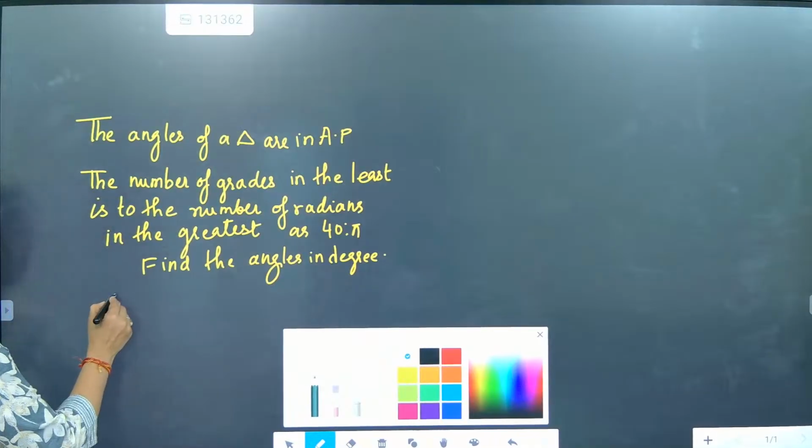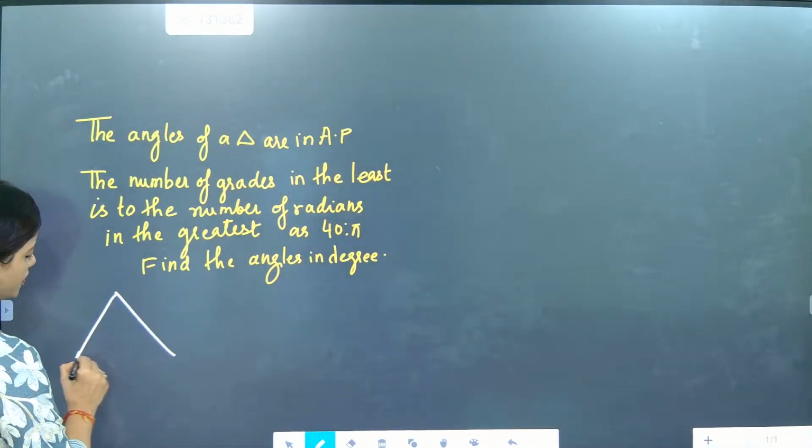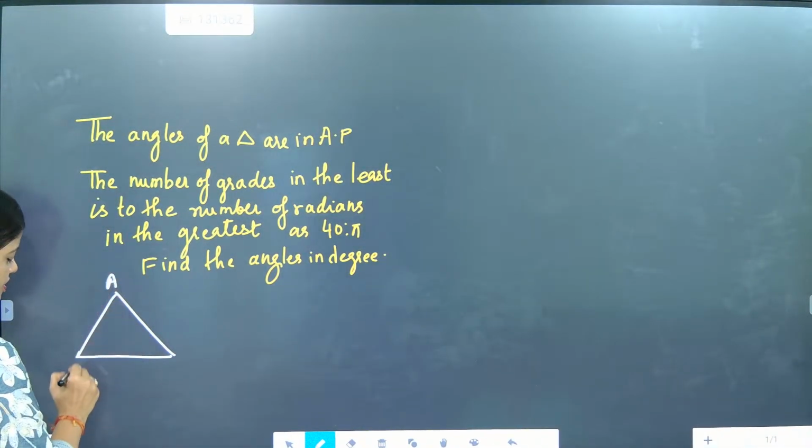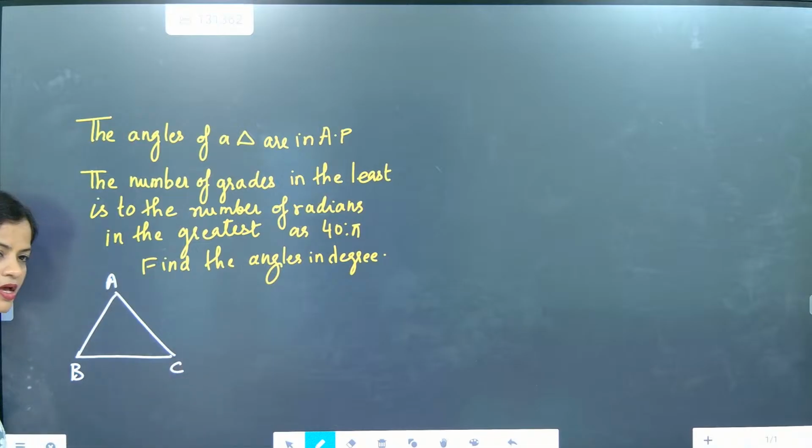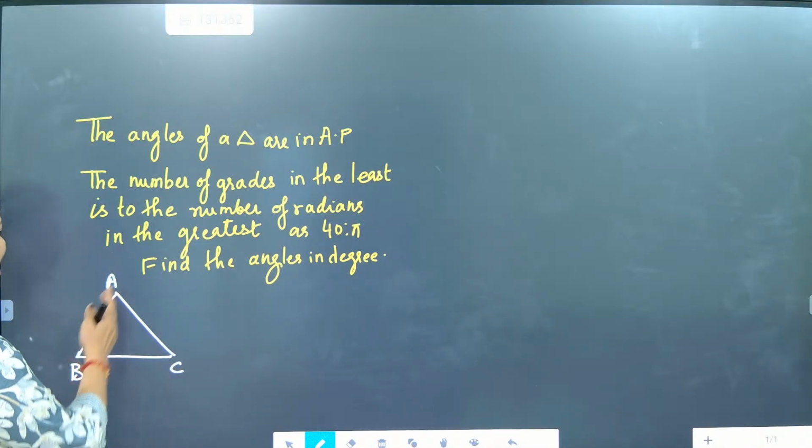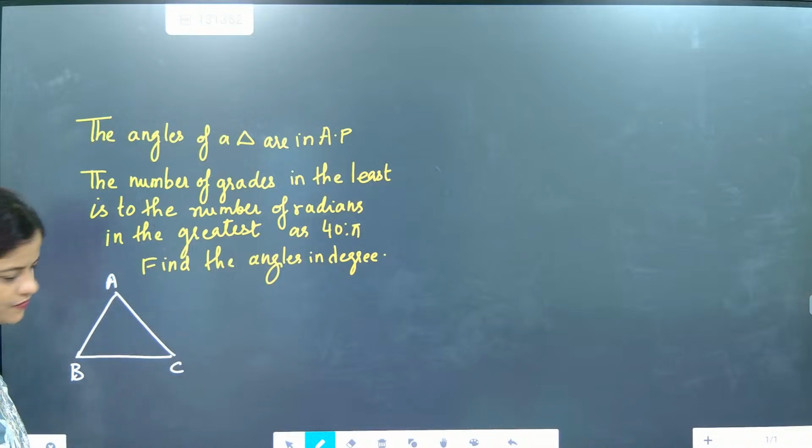Now, beta, look here. When you are drawing a triangle, just draw a triangle. This triangle ABC is in AP. So that means what? AP means what? First, you need to realize that the angles of this triangle are in AP.